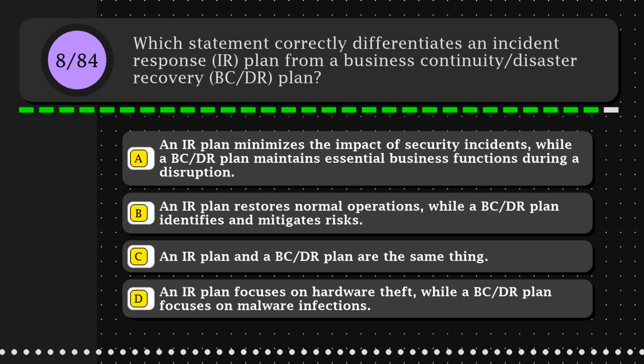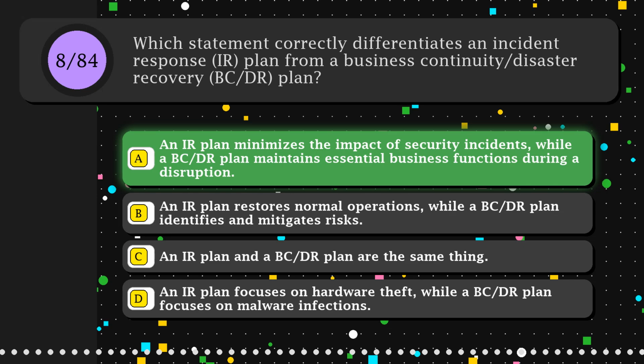Question 8. Which statement correctly differentiates an incident response (IR) plan from a business continuity/disaster recovery (BC/DR) plan? Option A. An IR plan minimizes the impact of security incidents, while a BC/DR plan maintains essential business functions during a disruption. Option B. An IR plan restores normal operations, while a BC/DR plan identifies and mitigates risks. Option C. An IR plan and a BC/DR plan are the same thing. Option D. An IR plan focuses on hardware theft, while a BC/DR plan focuses on malware infections.